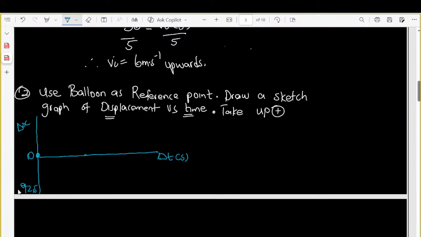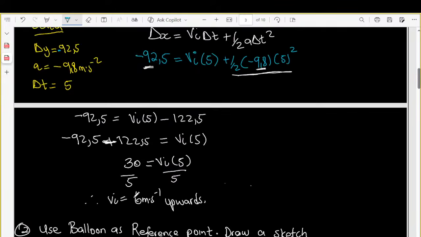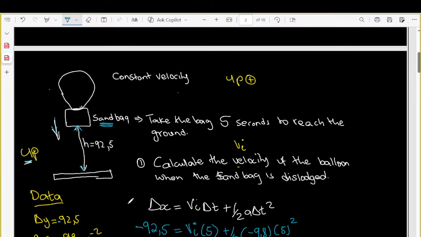Right, negative 92.5. So now listen, they want us to use the balloon as the reference point to draw the graph of the displacement versus time, and we need to take up as positive. So I need to tell you something about the free falling object. If you see, look at this, the hot air balloon is moving up. We can see that it's moving up at a constant velocity.